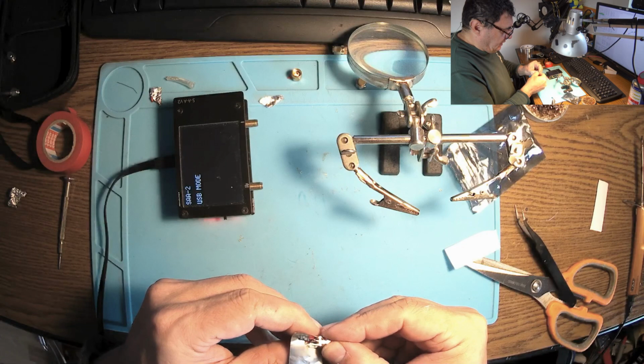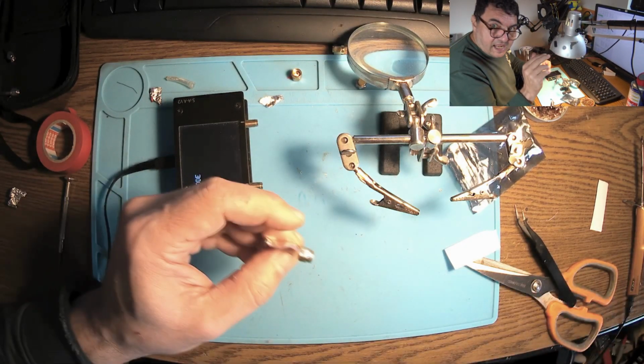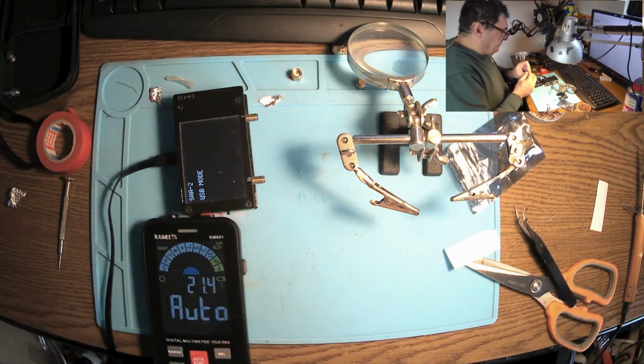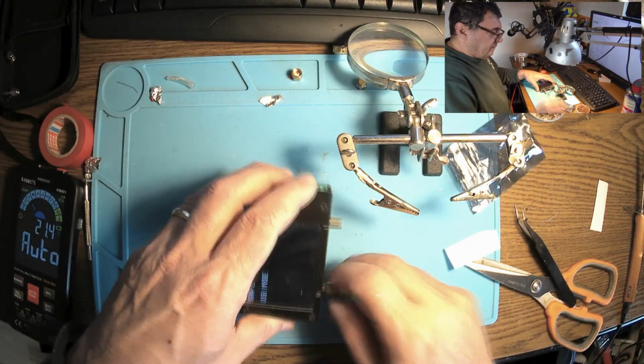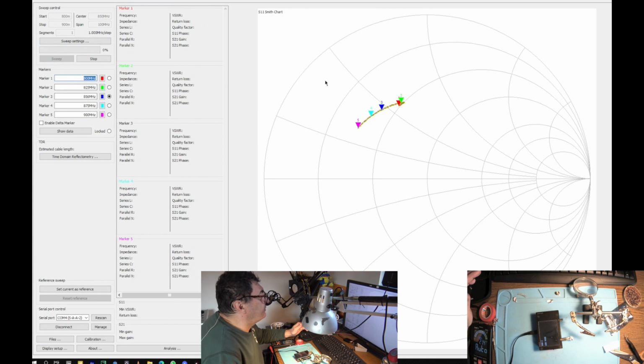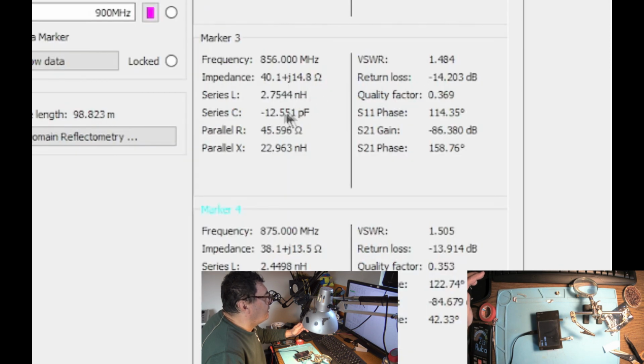We have to be sure that the ground is connected properly to the case. Let me check that. Yeah, perfect continuity. Port zero and sweep. Remember these numbers here. So we have 4.3 nanohenry. This is very important. And let's sweep. Okay, so now we have 2.75 nanohenry and 45.59 ohms. Things are getting better.